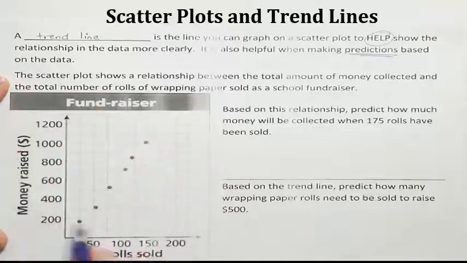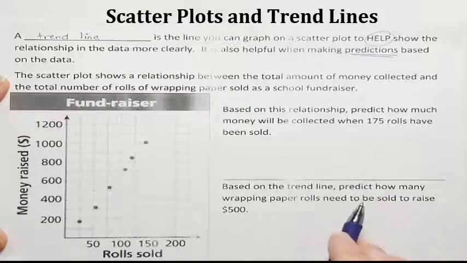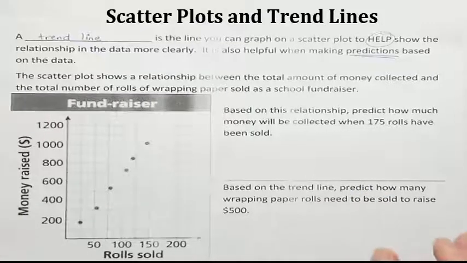So we're supposed to look at this scatter plot that shows the number of wrapping paper rolls sold to the money you raise at a school fundraiser. And we're supposed to answer these two questions. The best way to answer these questions is to design our own trend line.